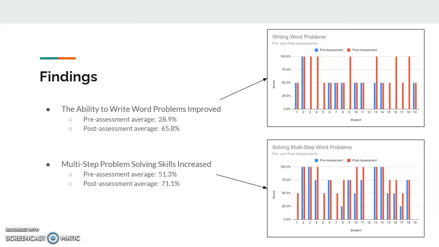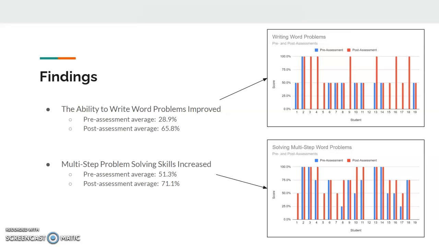In regard to findings, my 2 biggest takeaways were that the ability to write word problems improved, and multi-step problem solving skills increased. I'll talk about the students actually writing the word problems. This was what I was most surprised about, because I still thought that within a 3-week window this would still be a struggle for them. But the pre-assessment average was 28.9%, and the post-assessment average was 65.8%.